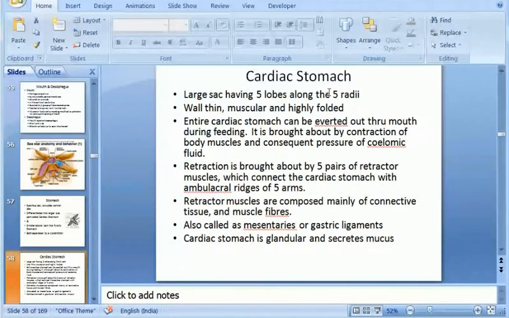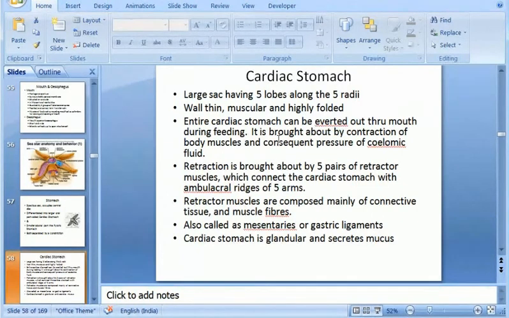Now, regarding the cardiac part, it is a large sac having 5 lobes along 5 radii. As we have seen in some other slide, there are 5 lobes oriented along these 5 radii. Its walls are thin, muscular and highly folded. You see, this is just like a deflated balloon. If you inflate a balloon and then deflate it, it's a thin-walled, sac-like thing, and it is highly folded. So the entire cardiac stomach can be everted out through the mouth during feeding.